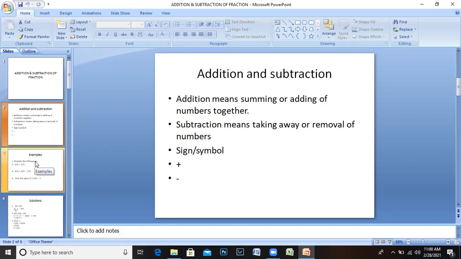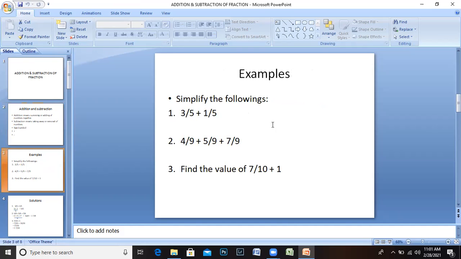Now, we are going to look into the following examples. Simplify the following. Example 1: 3 over 5 plus 1 over 5. Example 2: 4 over 9 plus 5 over 9 plus 7 over 9. And example 3: find the value of 7 over 10 plus 1.